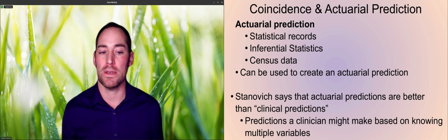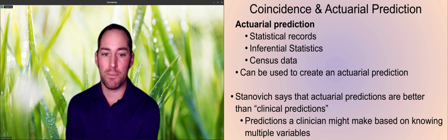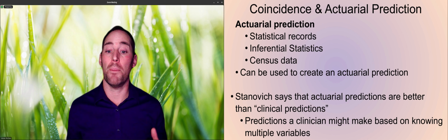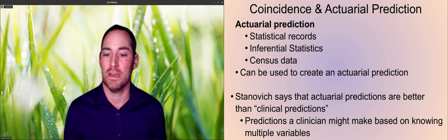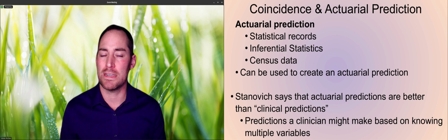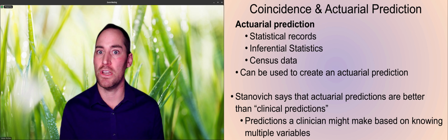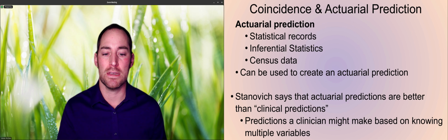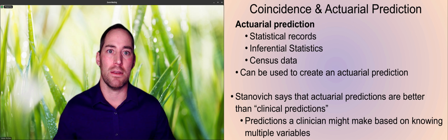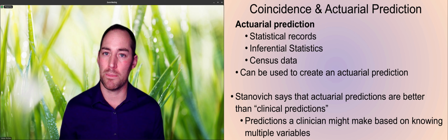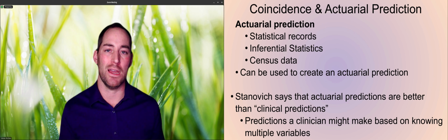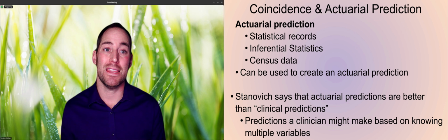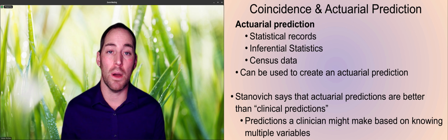and that's the point. So Stanovich, one of the main points near the end of the book, is saying that actuarial predictions are better than clinical predictions. Basically what a clinical prediction is, you have a clinician interview a client rather than doing assessments of the client. A clinician might, based on that interview and knowing something about the variables, make a diagnosis or a prediction about the person. Research shows that these actuarial predictions do a better job.